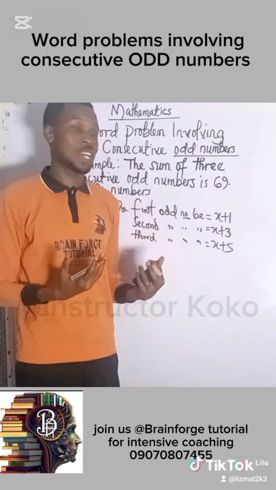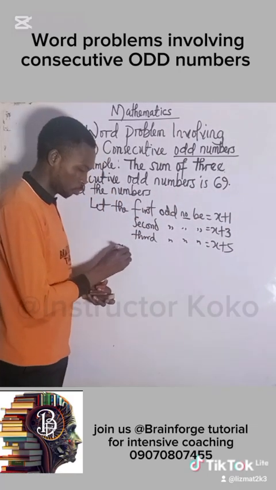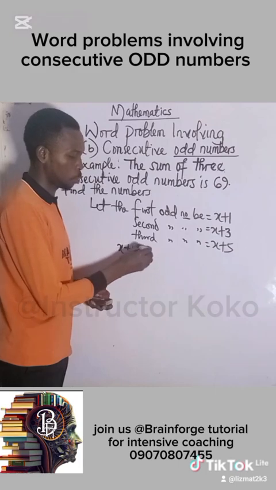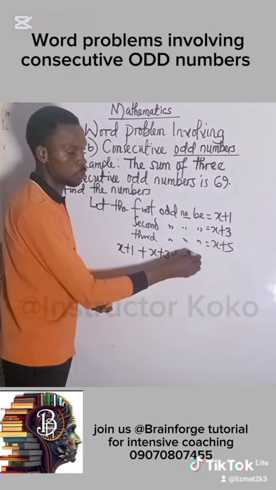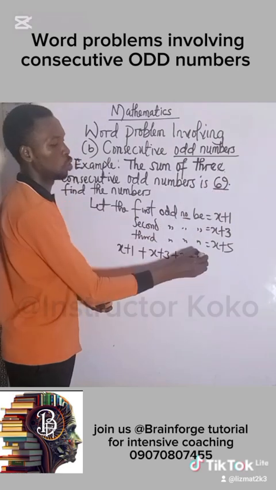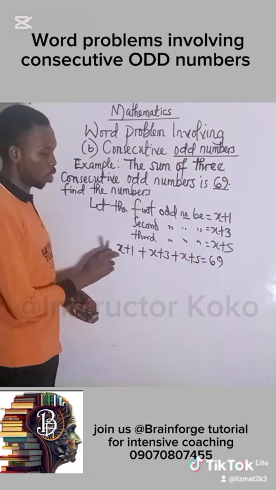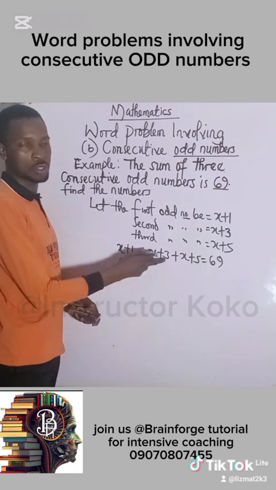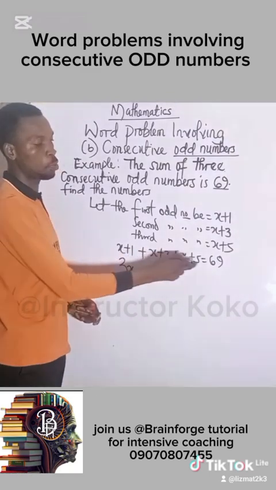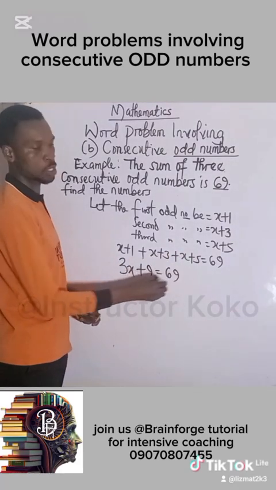So I have done this. The next thing we are going to do is that we're going to add all these numbers together. So let's add them together. So you have x plus 1 plus x plus 3 plus x plus 5. And everything is going to give us what? 69. So let us solve. How many x are here? 1, 2, 3. You have 3x. 1 plus 3, 4. 4 plus 5, that's what? 9 equals to what? 69.